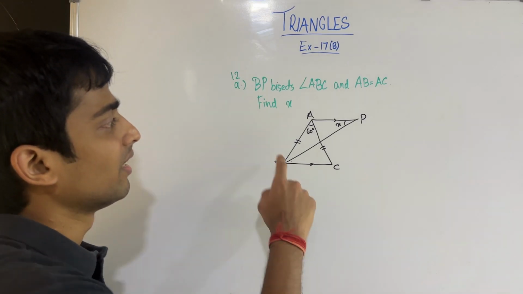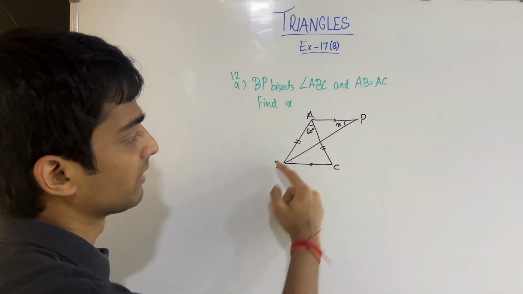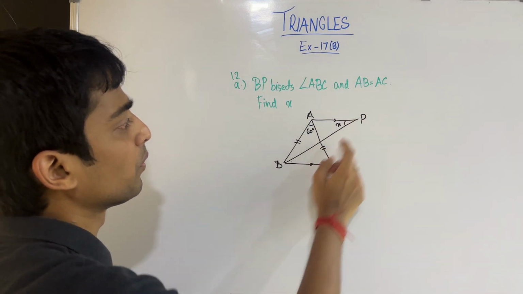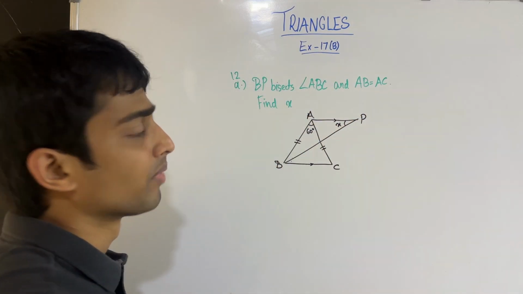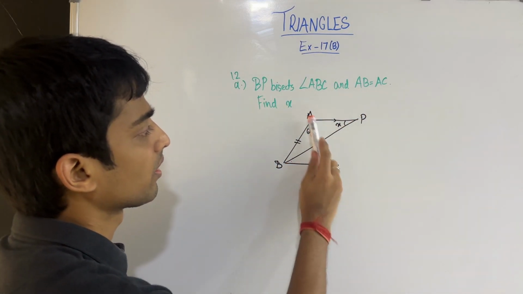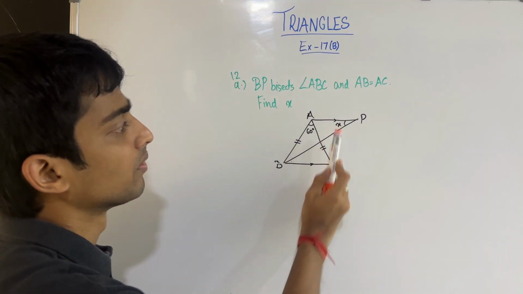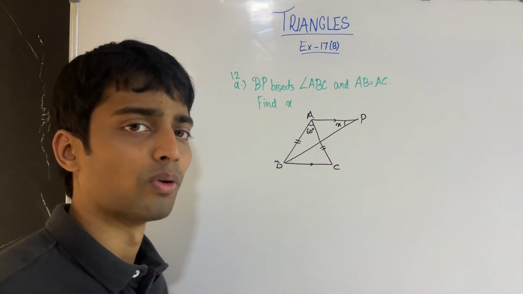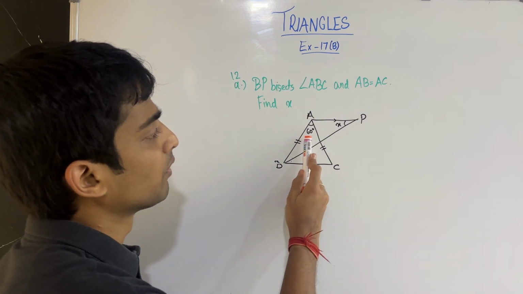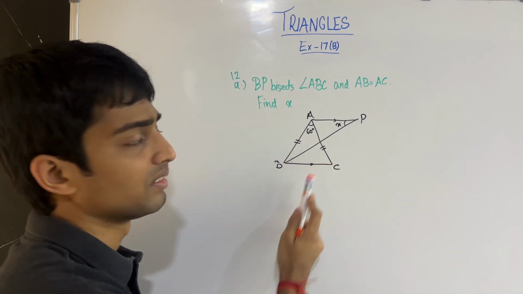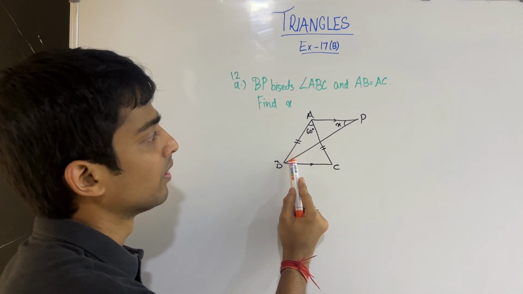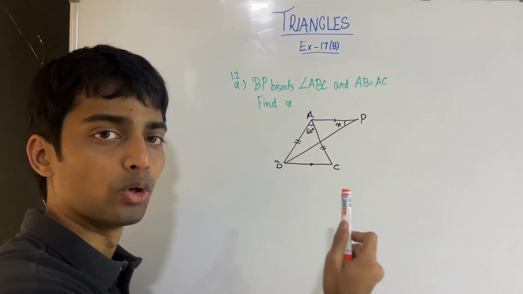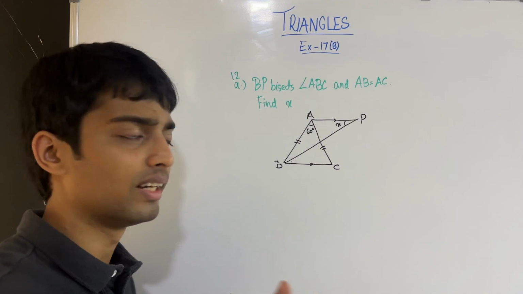BP bisects angle ABC. So this line bisects angle ABC, meaning it divides it in half, and AB is equal to AC. So we have an isosceles triangle over here, and we have to find angle x. So what do we do first? First thing, we have the vertical angle. We can get the base angles easily. So we can assume them k each, and then we can do 60 plus 2k equal to 180. So we will get 60 degrees each.